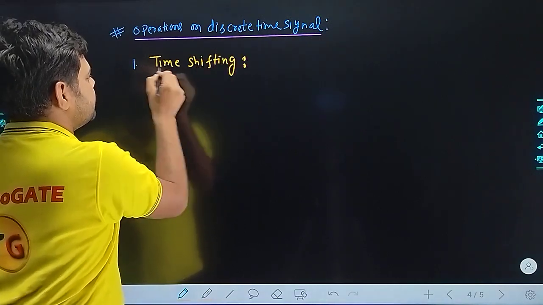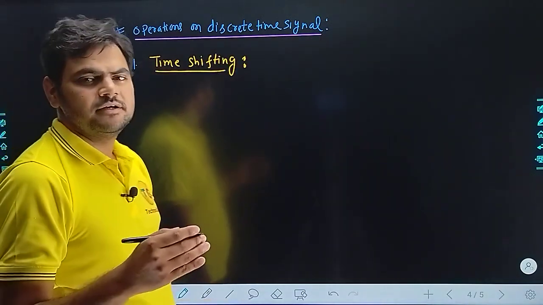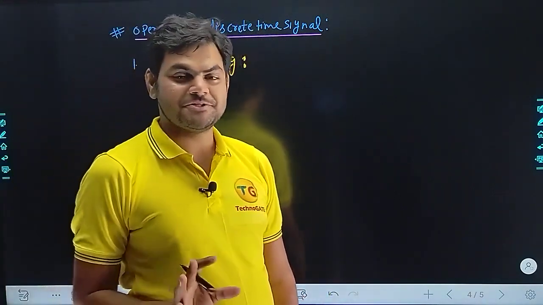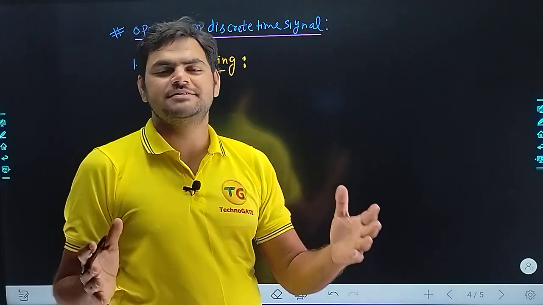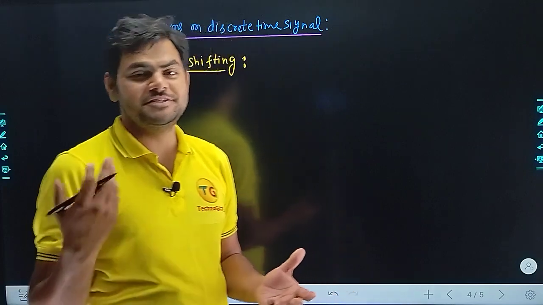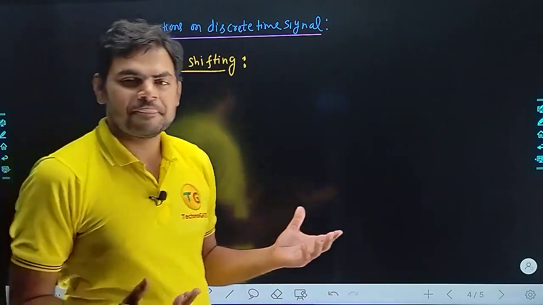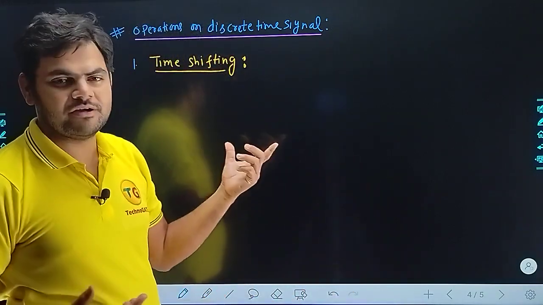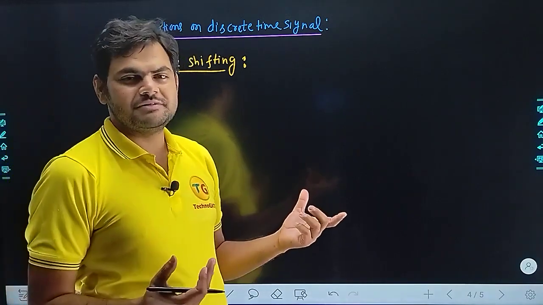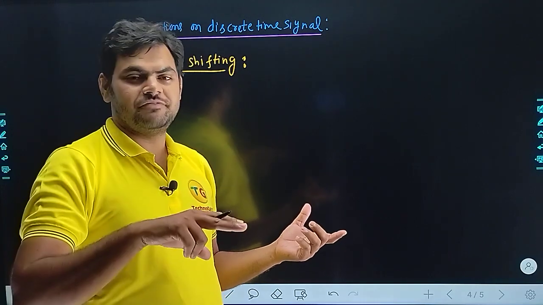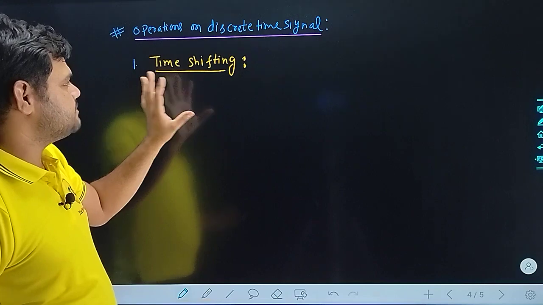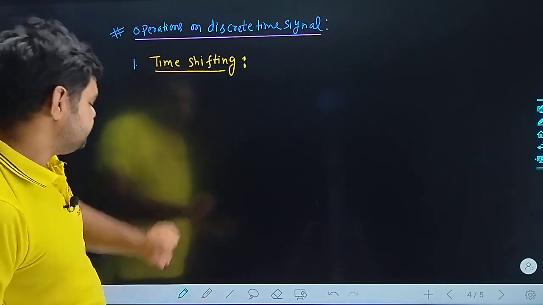I'm just hoping that you have all revised time shifting, time scaling, and time reversal for the continuous time scale. If you have revised that section, then it will be very easy for me to explain it, and easy for you to grasp it. So if you have not revised the continuous time shifting, time reversal, and time scaling operations, then you should go to that section first, and then attend this class. Now I'm expecting that you have revised it. Now let's come to the discussion.